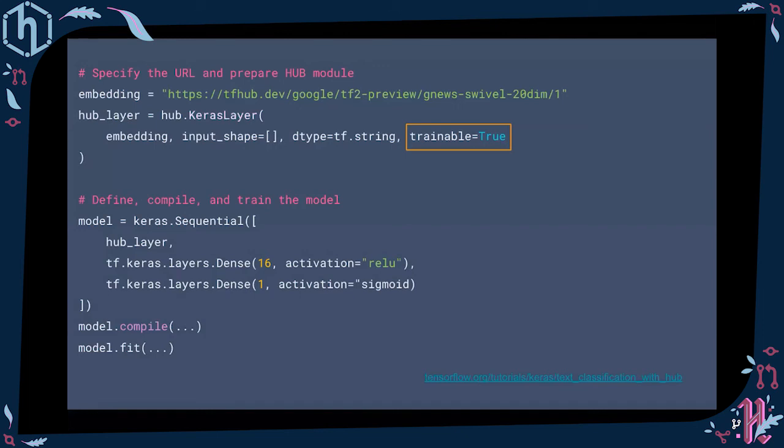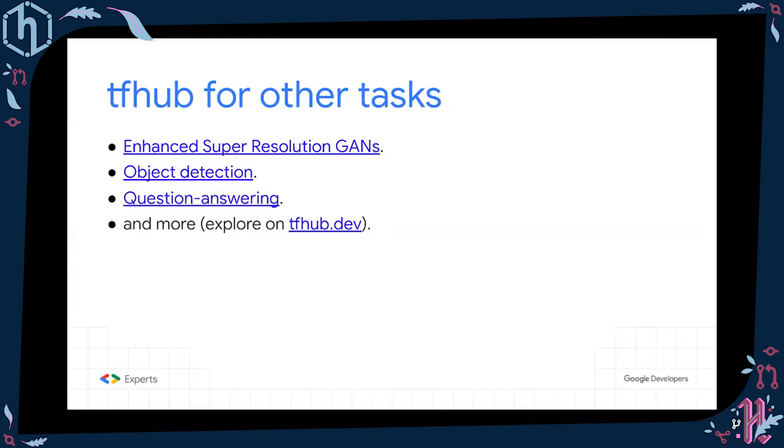And in the same way, I'm compiling and fitting the model, just like the way you would compile or fit any other Keras model. So that's it. There are other tasks that are possible with TensorFlow Hub, for example, enhanced super resolution, object detection, question answering, and more. Of course, I have provided links with which you can explore further if you are interested.